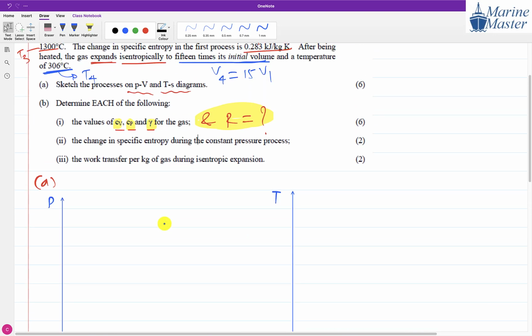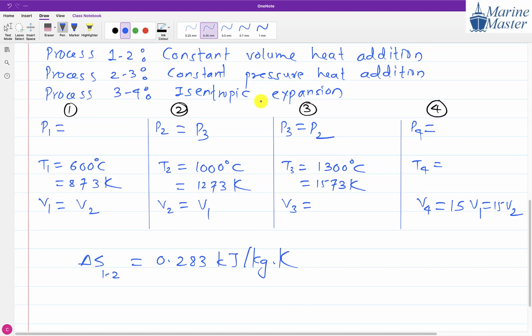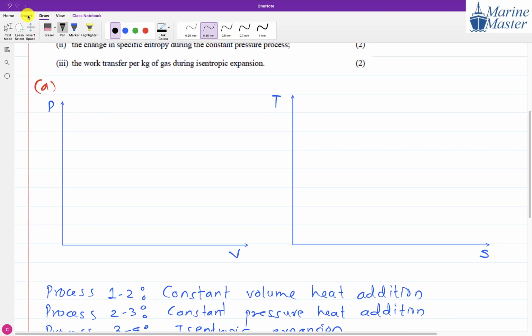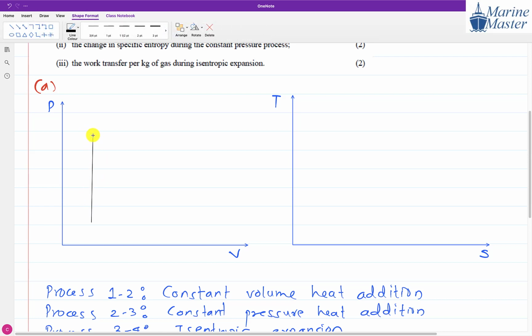Now what is our next task? We have to draw the PV diagram. So what is our first process? Process 1 to 2 is constant volume heat addition. Constant volume means, as we have seen earlier, a straight vertical line going upward. So we will draw one straight vertical line, in the upward direction.